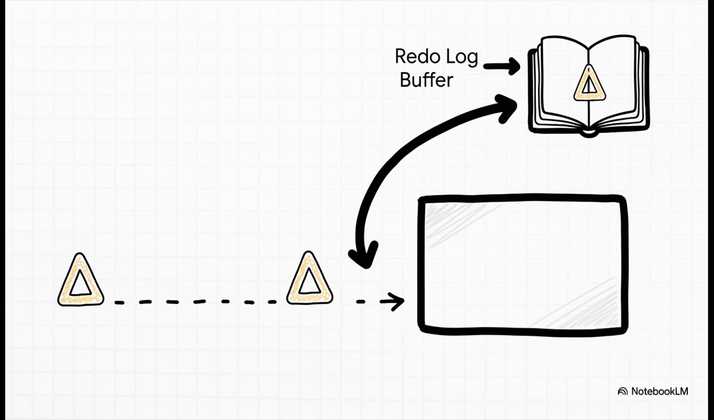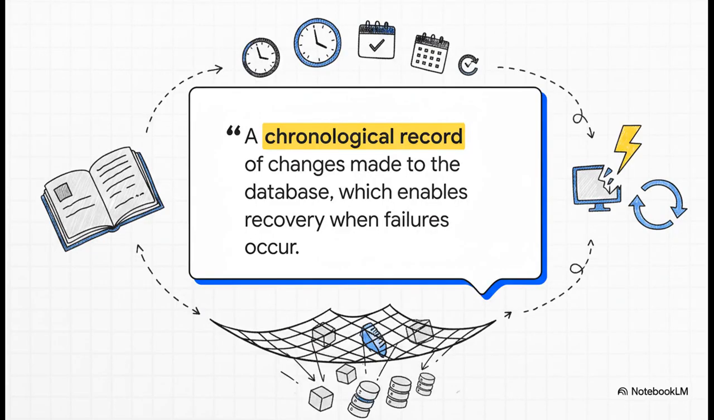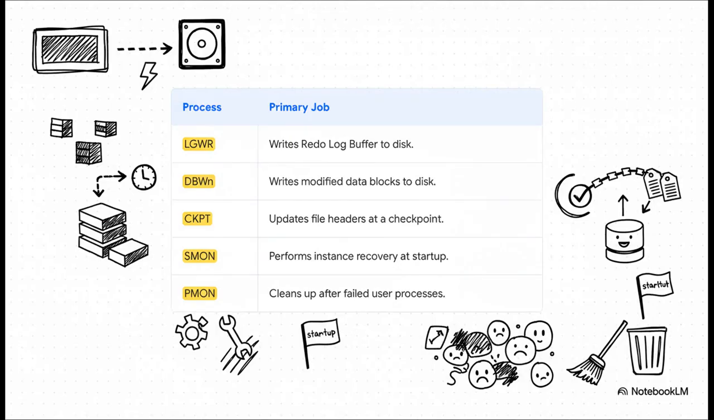Listen to this. Before a single byte of your actual data is changed in the library, a perfect record of that intended change is instantly written down in a special memory area in the SGA called the redo log buffer. This is the absolute safety net. It's the database's promise that once you commit a change, it is never, ever lost. I mean, the entire system could crash a millisecond later, and that change would still be safe because of this journal.